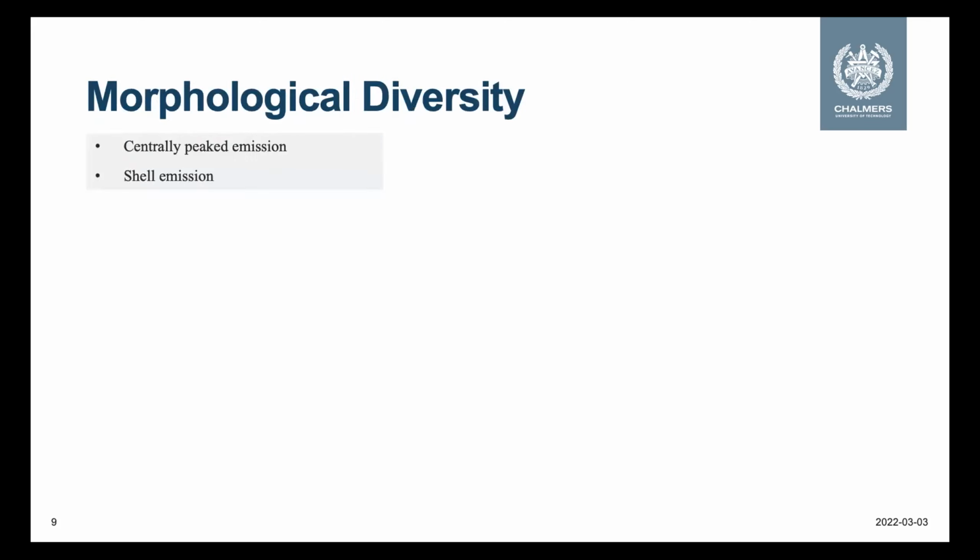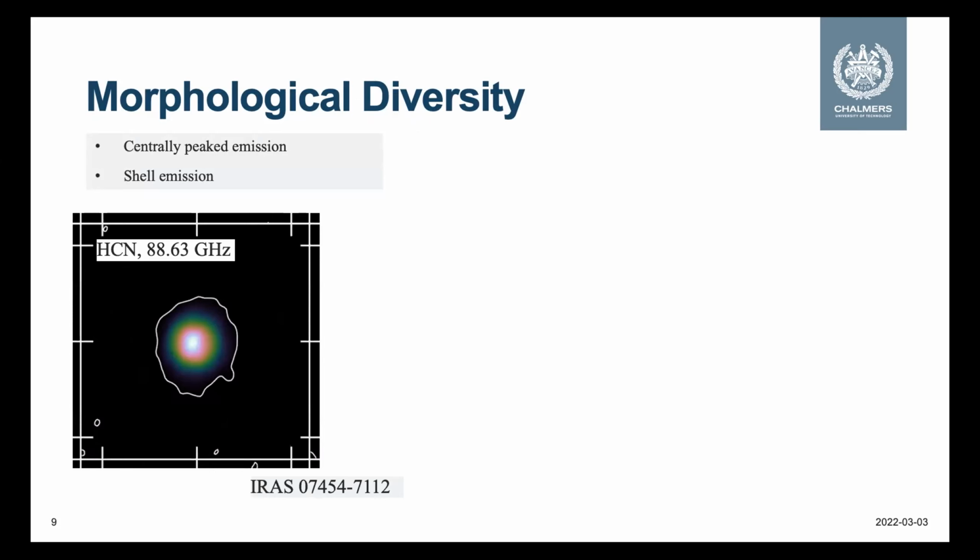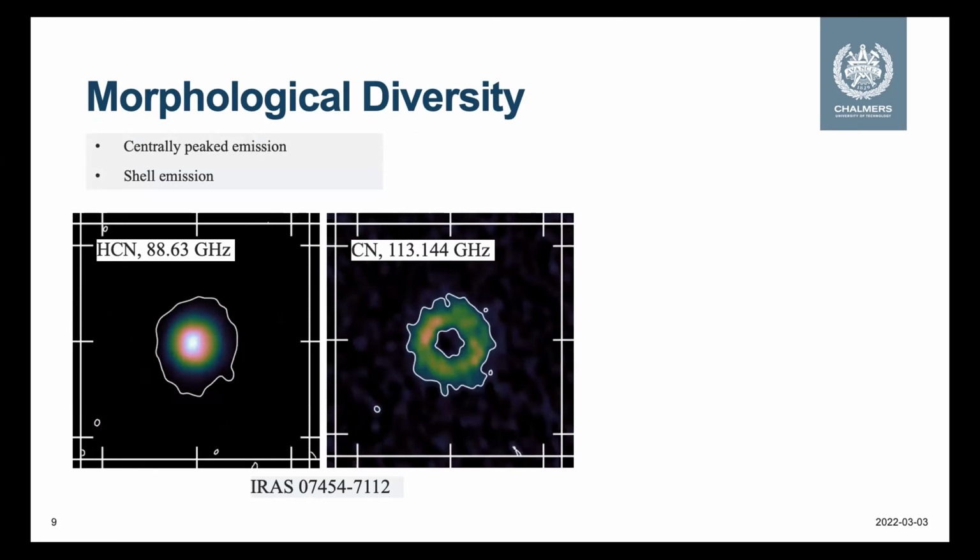And then moving on, we have two main kinds of morphologies in the emission. One is a centrally peaked emission, where the molecule peaks near the central star, and then we have ring-like shell emission. So this is HCN, a centrally peaked emission, as you can see, and here is CN, which is in a ring-like structure. This is expected because CN is a dissociation product of HCN, so it should appear much further outwards.